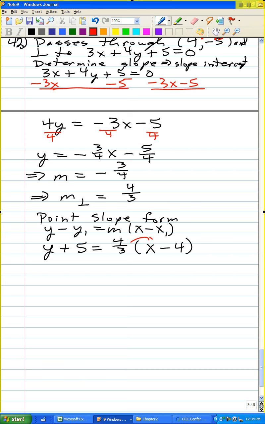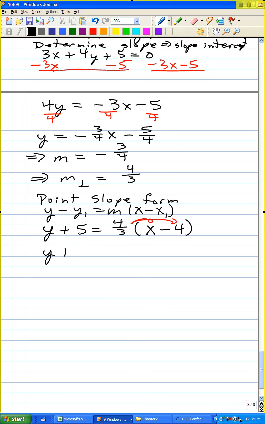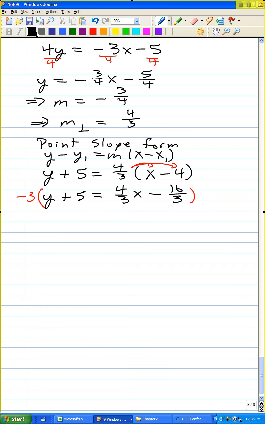This is the equation of the line, but we want to write it in standard form. So let me multiply 4/3 inside the parentheses. And so I have y plus 5 equals 4/3 x. Positive times negative is negative. 4 times 4 is 16. 3 times 1 is 3. Let me multiply both sides of my equation by negative 3. And so I have negative 3y minus 15 is equal to negative 4x plus 16.